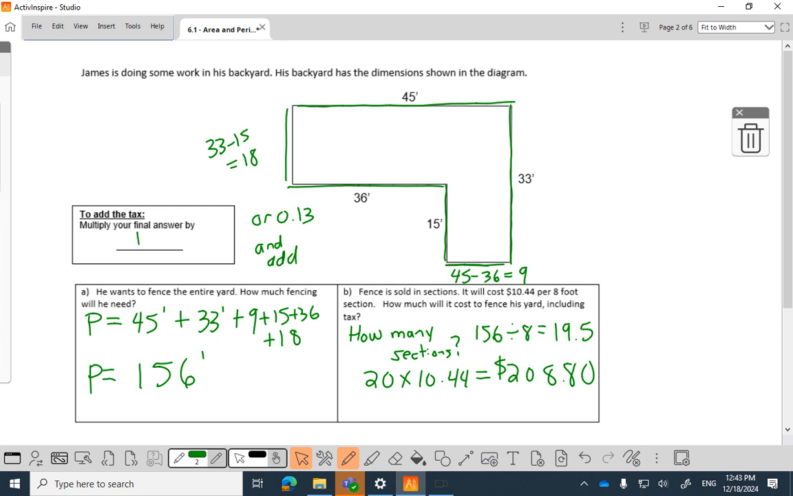1.13. It says take the whole price. Take one. I want one of them. And then I want 13% more. If anything, what you're really doing is multiplying by 113%. I got to pay for the whole thing and then 13% more. So including tax, then I got to go 208.80.